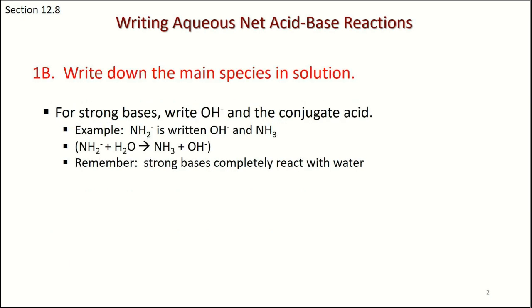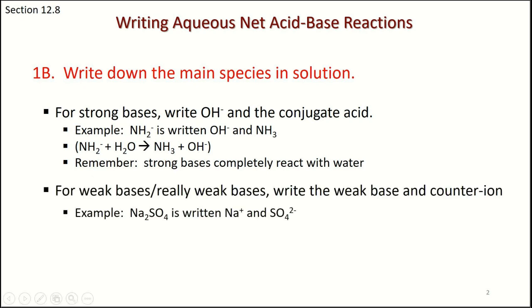For strong bases, we will write hydroxide ion and the conjugate acid. For example, if we have the NH2- ion, this would be written as the hydroxide ion and the conjugate acid of ammonia. If we want to identify where the strong bases are, we can use the acid-base table, and we will see that these are listed at the very bottom right side of the acid-base table.